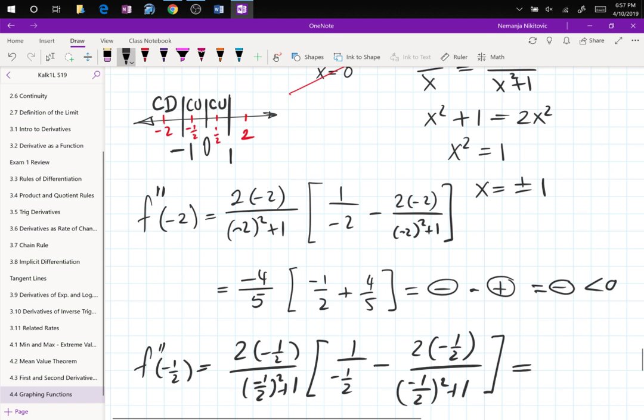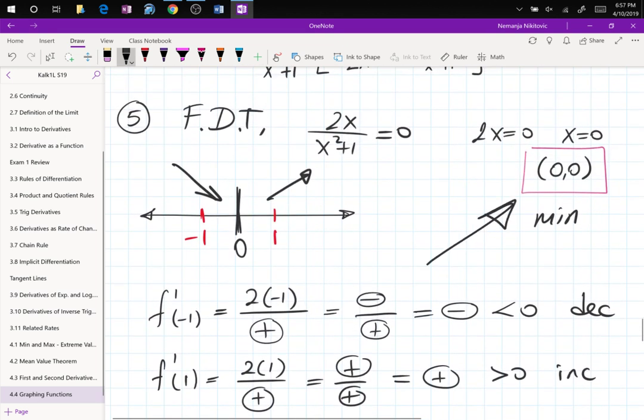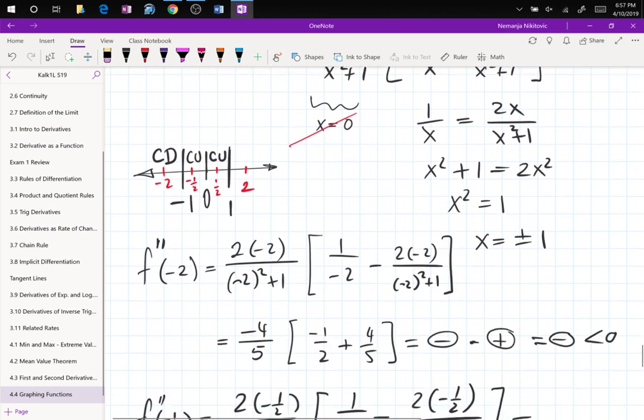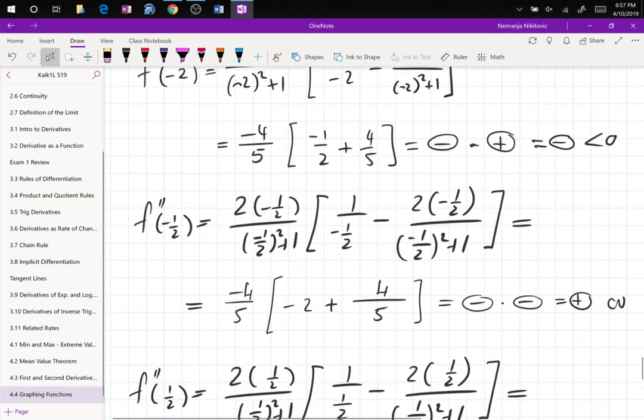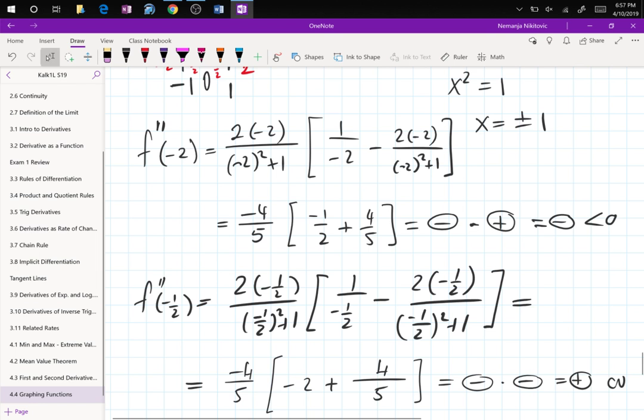Well, we better have a concave up because we have a minimum at 0, right? Do we? Yeah, we do. There's a minimum at 0, so you better be concave up over 0. Otherwise, doom. And finally, we have this one with a positive 2 everywhere.